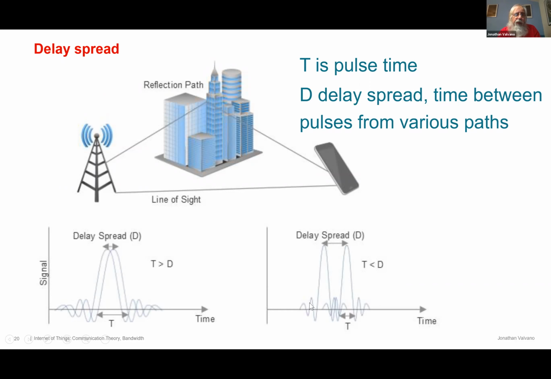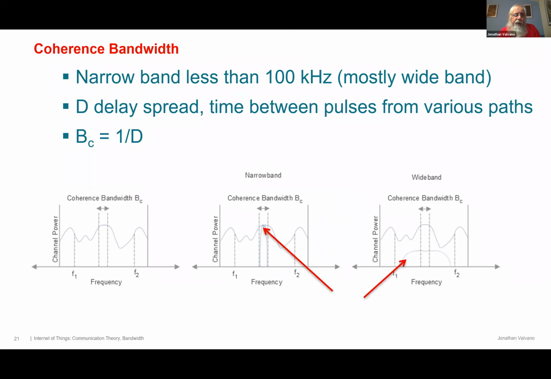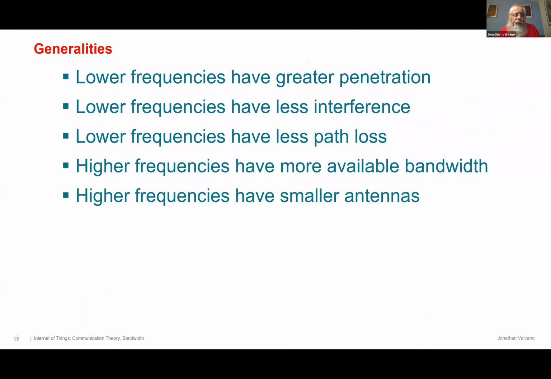This is especially true the longer you go, obviously, and the more reflections there are. And so this was just the generality from that chapter when you got to the end. What are the advantages of high frequencies and low frequencies? For high frequencies, because it's a higher frequency, it's a smaller wavelength, right? Which means the antenna is smaller.